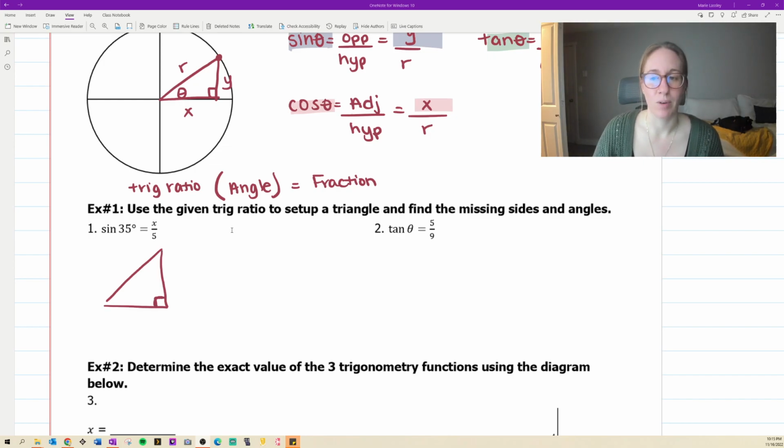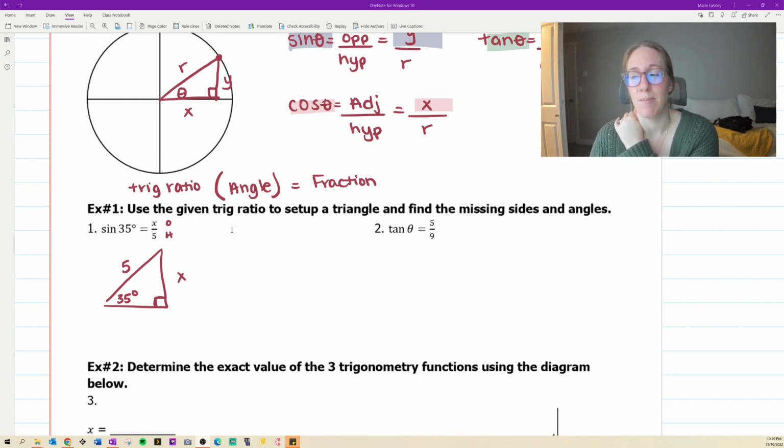Ooh, that's a terrible right angle, but we'll just pretend. There's my theta, and it says sine is x over 5. We know that theta is 35, so I can just put 35 instead of theta. Sine is opposite over hypotenuse, so opposite is x, hypotenuse is 5. All right, so that's the setup of our triangle using the information given.